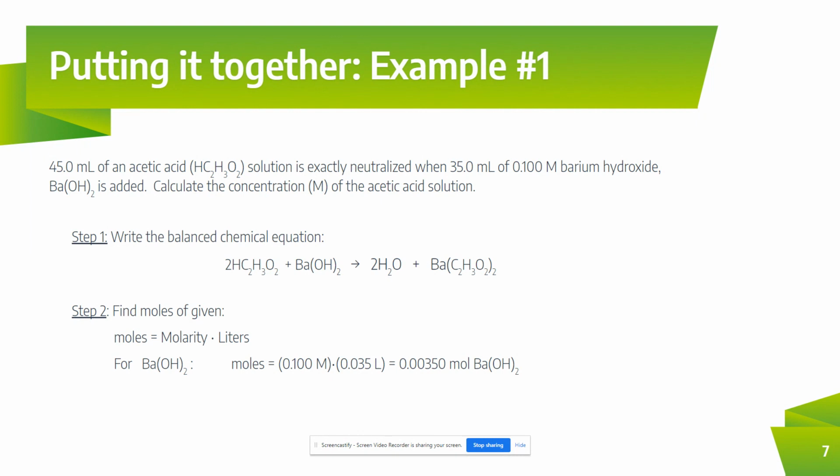The reason this number is different from what's given above is because we need to convert from milliliters to liters. Molarity is measured in liters. To get from milliliters to liters, you divide by 1,000. So that's how we ended up with 0.035 liters. You multiply those two numbers together and you get that there are 0.00350 moles of barium hydroxide.